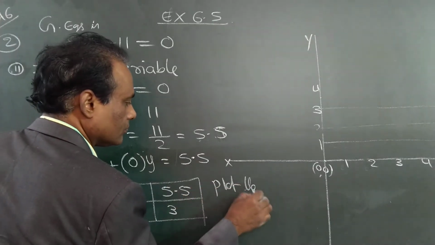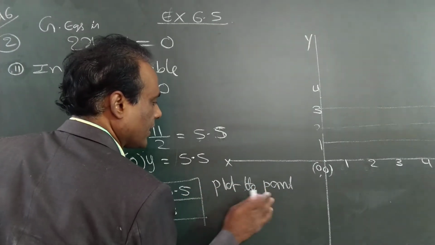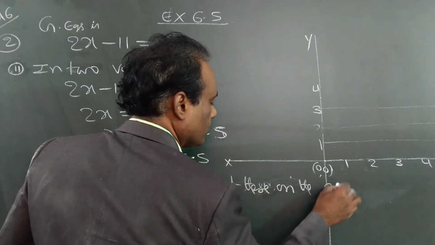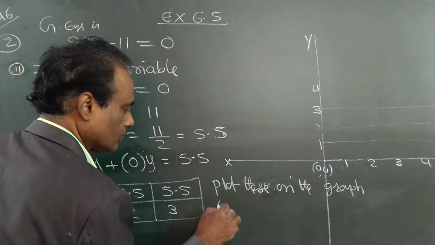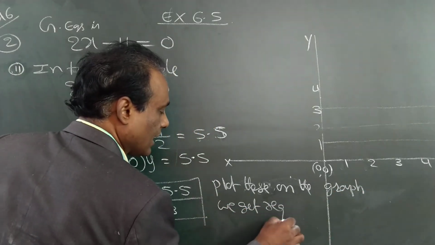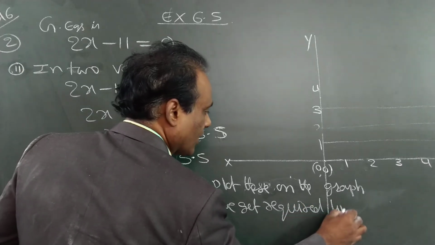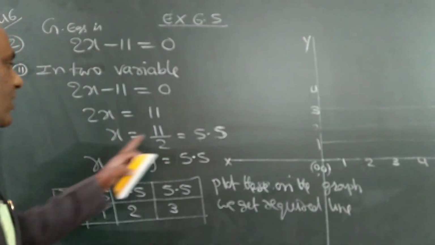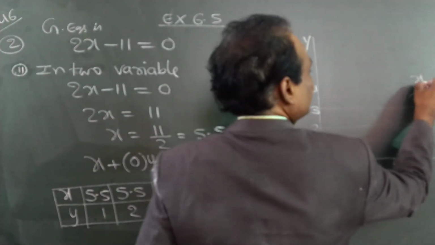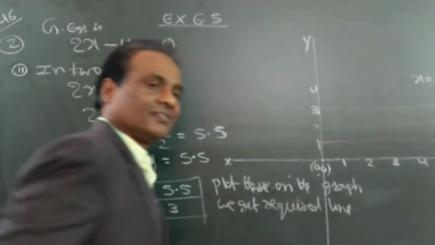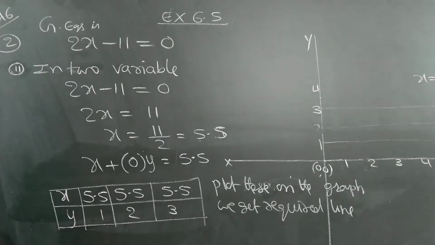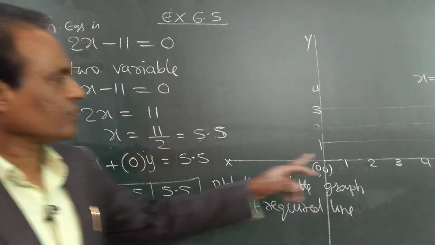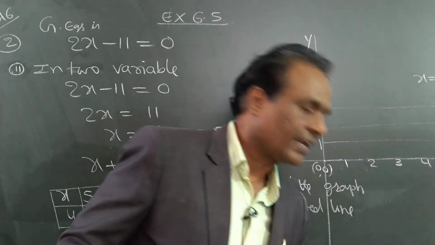Complete this. Plot these points on the graph. We get the required line. That's all. This is the required line. What is the line? X is equal to 5.5 line. Simple. X is equal to 5.5, take 5.5 and draw the vertical line with the help of a scale.